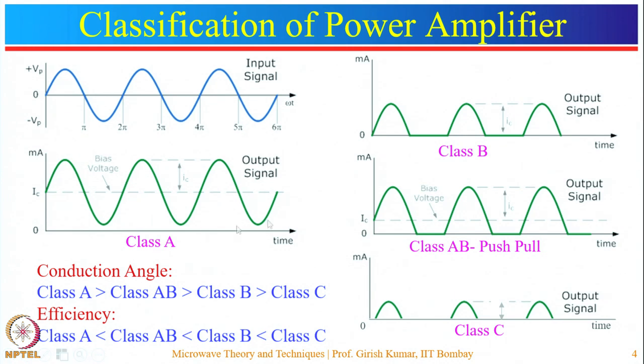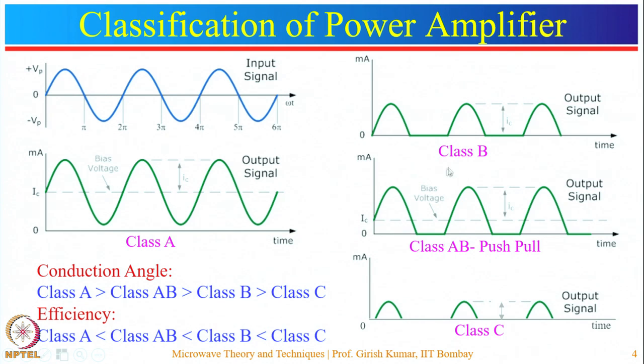One can get the complete waveform if the engineer uses a special type of connection using two transistors, that is known as the push-pull connection. Then one can easily get the complete waveform. We will discuss this configuration a little later.